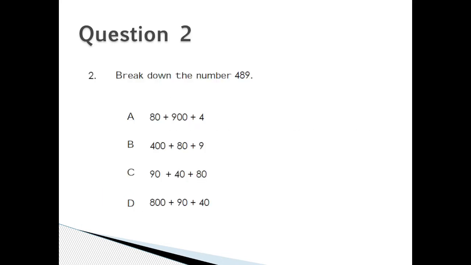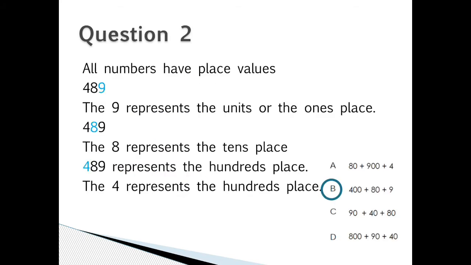Break down the number 489. Your options are A, B, C, and D. All numbers have place values. In 489, the 9 represents the units place or the ones place. The 8 represents the tens place. The 4 represents the hundreds place. So the correct answer is B, 400 plus 80 plus 9.